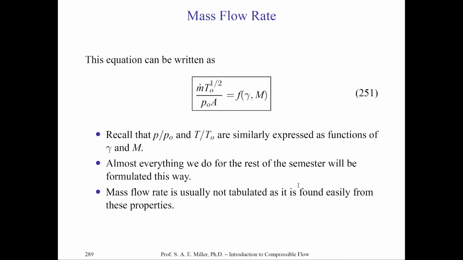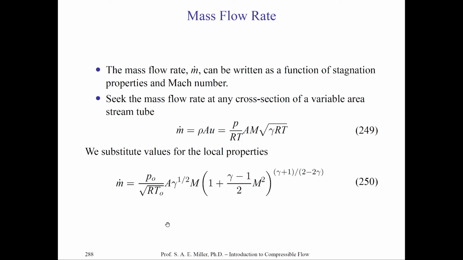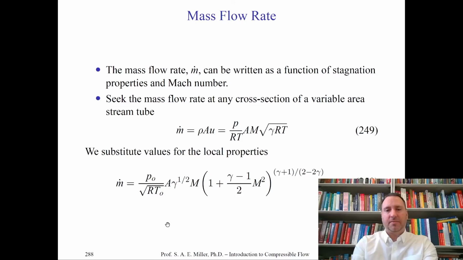We can simplify this equation even more in 251. You'll see, which I boxed, that the mass flow rate, m dot, will be only a function of gamma and Mach number. I've moved T naught, P naught, and A, the cross-sectional area, to the left-hand side. So you see m dot T naught to the half over P naught A is only a function of gamma and Mach number. You can see this arrangement through equation 250 by simply moving P naught and T naught and other constant factors to the left-hand side.